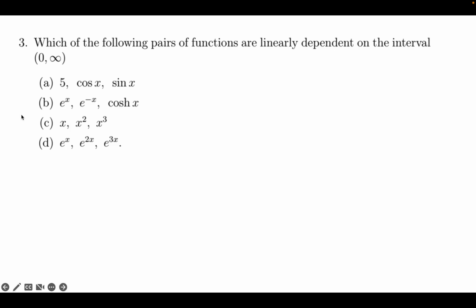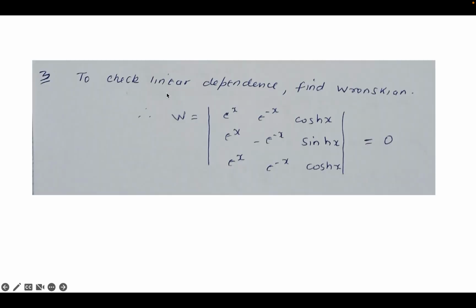So here I will give the solution. What I have done is, I know that B is the correct answer, so I have taken option B and tried to find the Wronskian of the same. So basically what you do is write the Wronskian of these functions. So now, how to write the Wronskian?